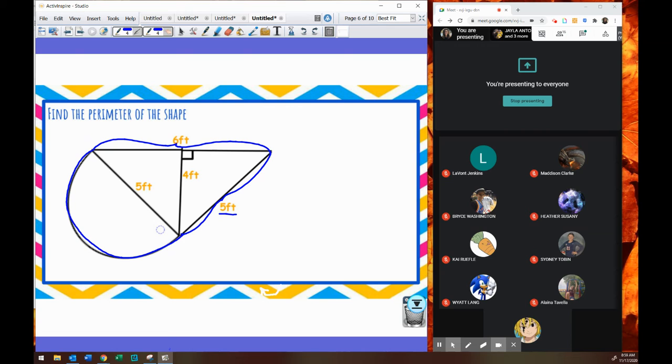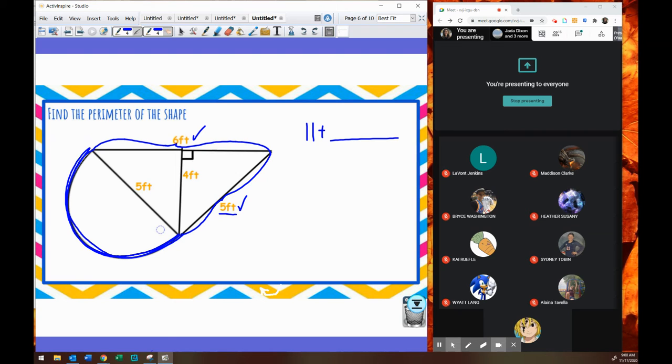So if we're looking for the outside shape, what's the easiest two parts to add up right now? 5 and 6. Right. My top edge is 6. The rightmost edge is 5. So if I add up a 6-foot side plus an 11-foot side, what do we get? 11.